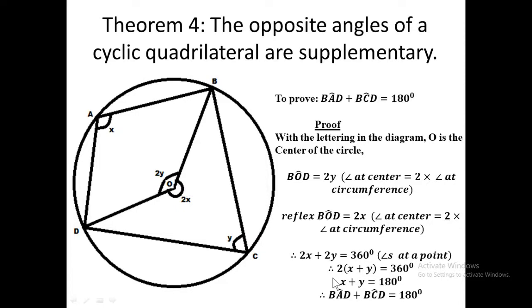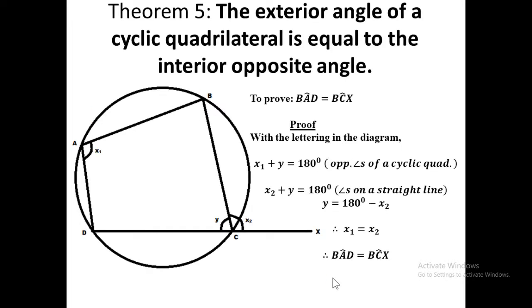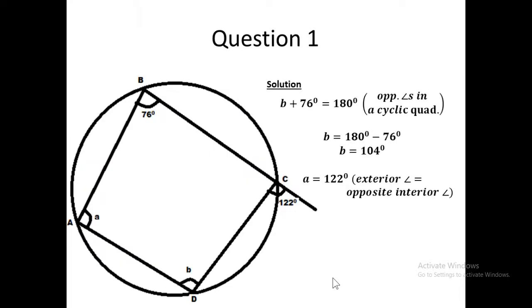And in the last video, we proved the theorem that the opposite angles of a cyclic quadrilateral are supplementary. We also proved that the exterior angle of a cyclic quadrilateral is equal to its interior opposite angle. We're going to be using these two theorems to solve problems in this video. Now, the first question we're going to be solving is the one you are having on the screen right now.